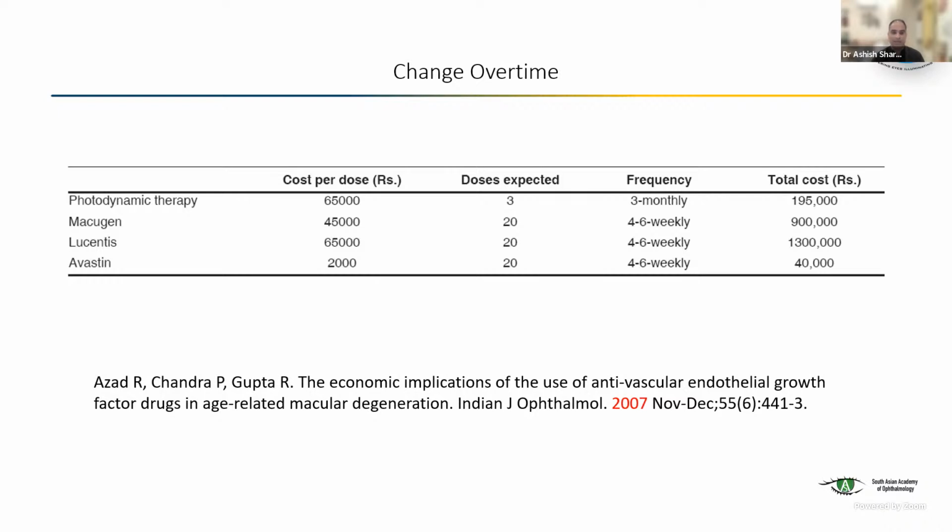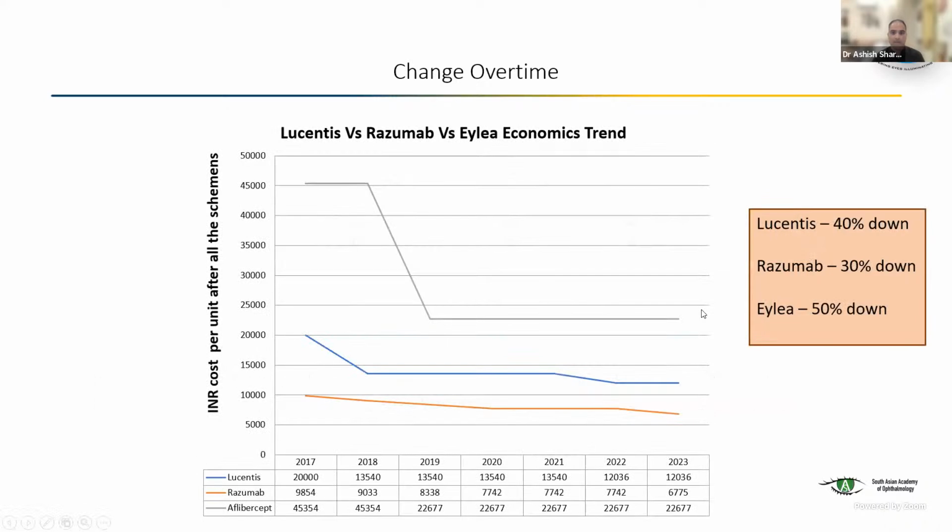If you look at one of his figures, it goes like this. This was the anti-VEGF era when we started. Look at the exorbitant cost. Now, over time, what happened? This is an important slide I would like to highlight: what has happened over the last 6 years, from 2017 to 2023. You have an approximate price advantage: Lucentis 40% down, Resumab 30% down, Eylea 50% down.